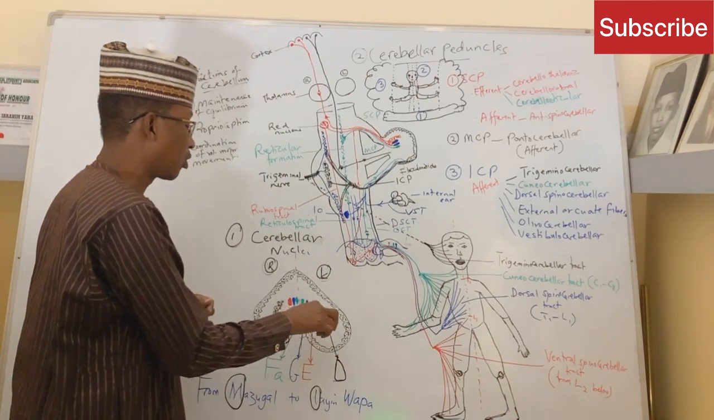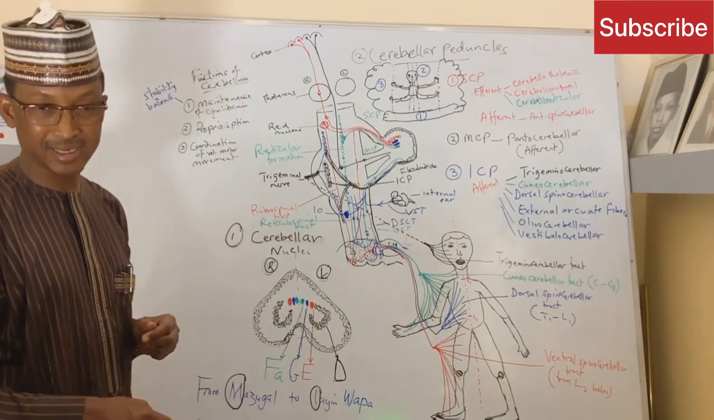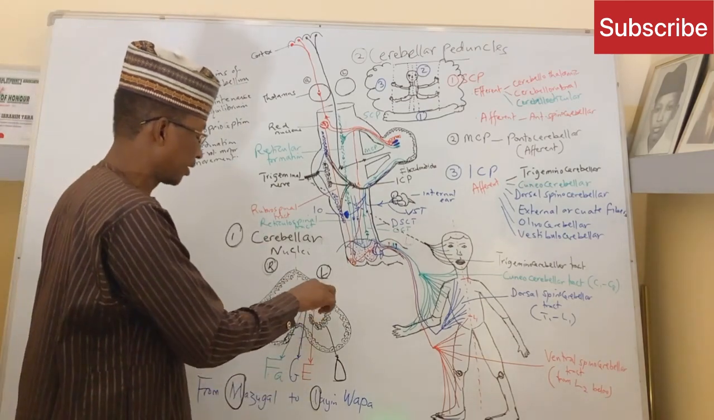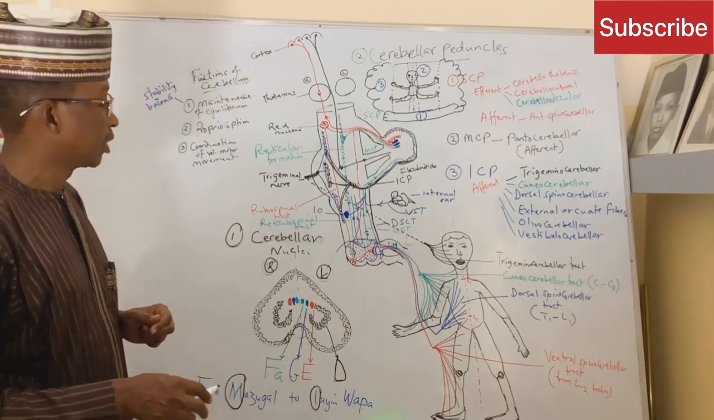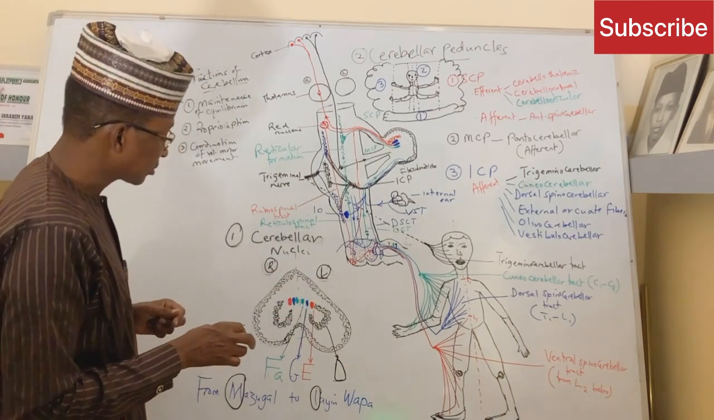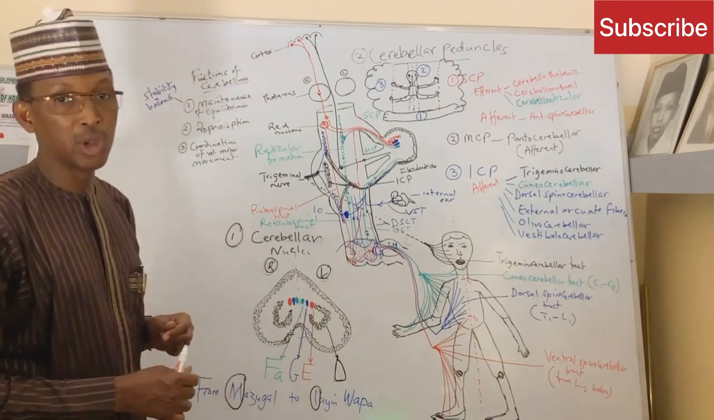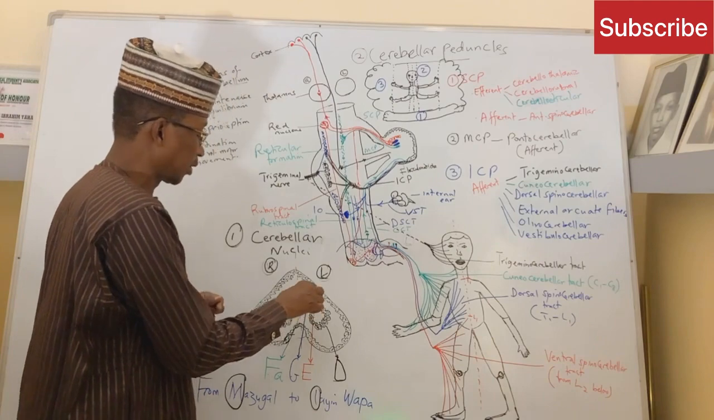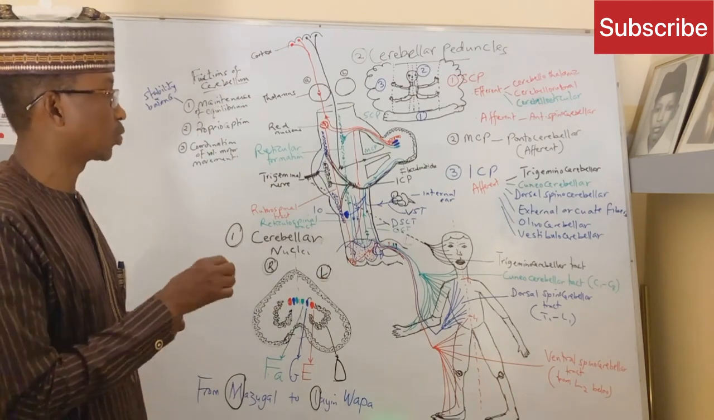Among all these 4 nuclei, in each cerebellar hemisphere, the dentate nucleus is the largest and the most lateral. The second one, the emboliform, is the second largest, followed by the remaining 2 nuclei. The two most medial nuclei, the fastigial nucleus and the globose nucleus, are the smallest among the 4. But what you should understand is that the globose nucleus and the emboliform nucleus together are called interposed nuclei, which we will discuss later on.